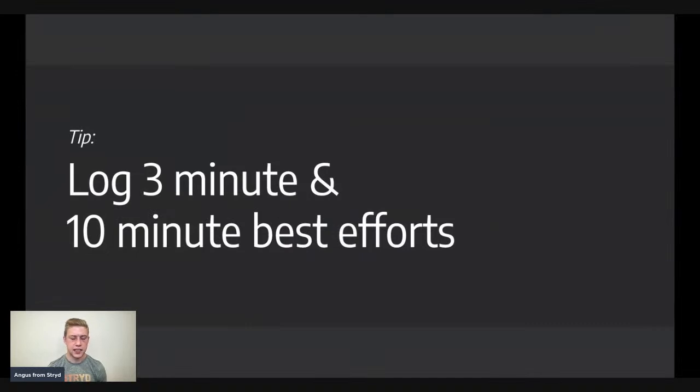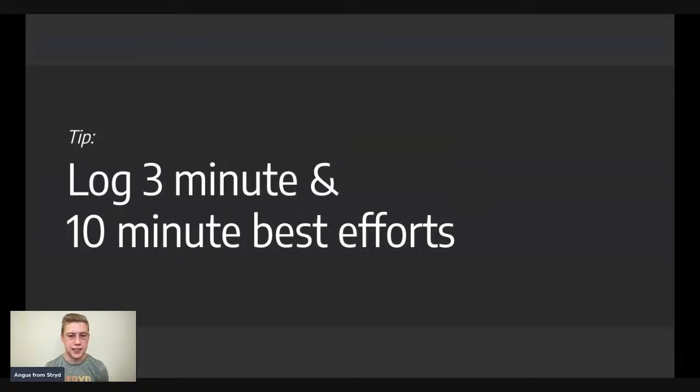Here's a little tip to get the most out of the race power calculator and get a really accurate prediction: log a 3 minute max effort and a 10 minute max effort. The reason for logging these efforts is different. A 3 minute effort balances your power duration curve and brings your critical power down to a correct level. So it's important to have that accurate critical power for all your training zones.